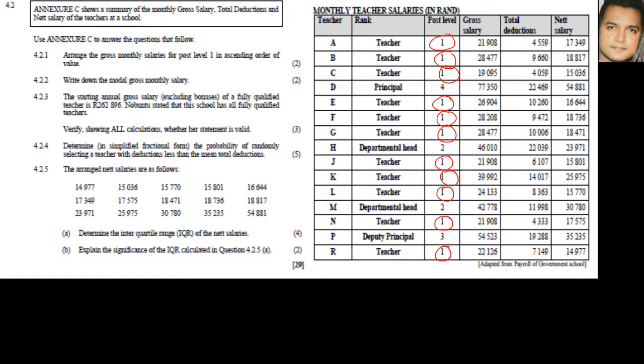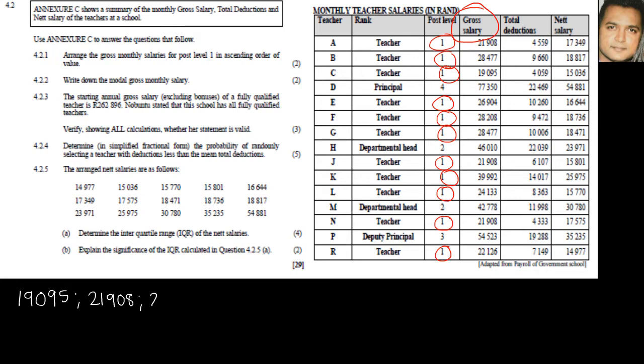So only those values, the gross salary, remember we're only looking at the gross salary, right? We're going to take that column there and look at only the post level ones and arrange them in ascending order. So let's arrange them. Firstly, we start off with 19,095. Thereafter, we can see that 21,908 would be the next highest number.